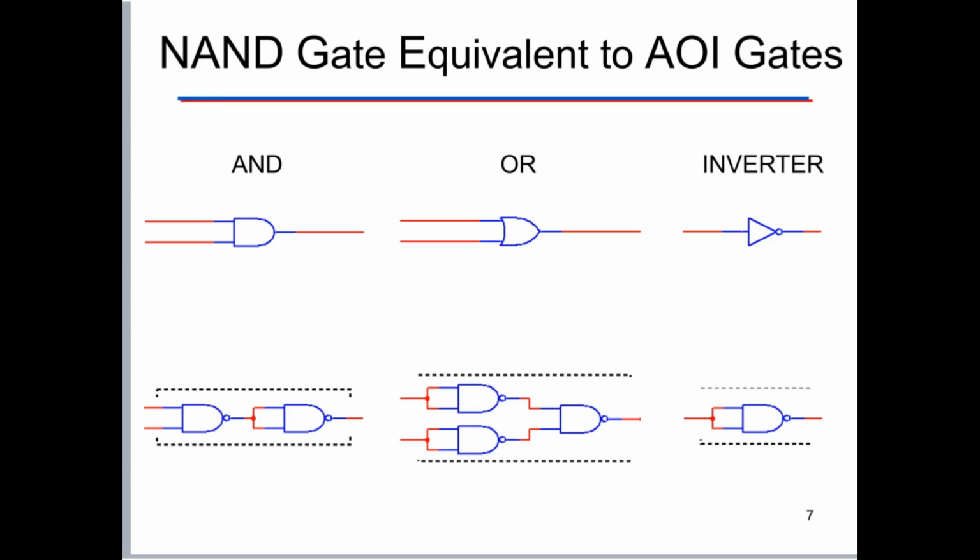So what we've done here is we've used a NAND gate to create an alternative version of each: an AND, an OR, an inverter. So if we use a NAND in a very specific manner, we can replace an AND, replace an OR, or replace an inverter with just a NAND or series of NAND gates.